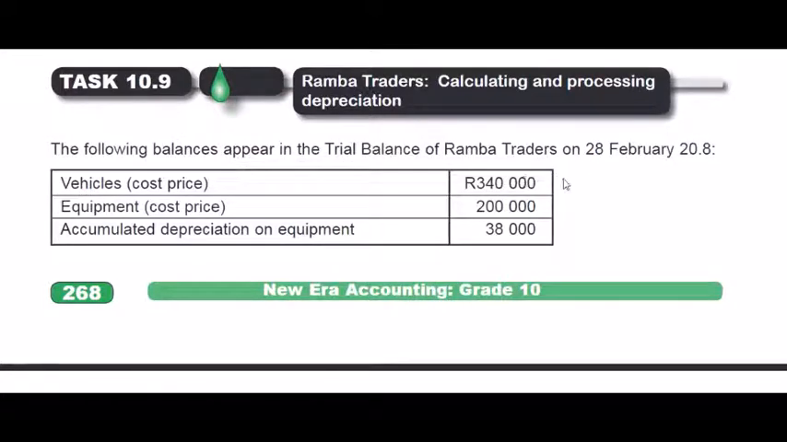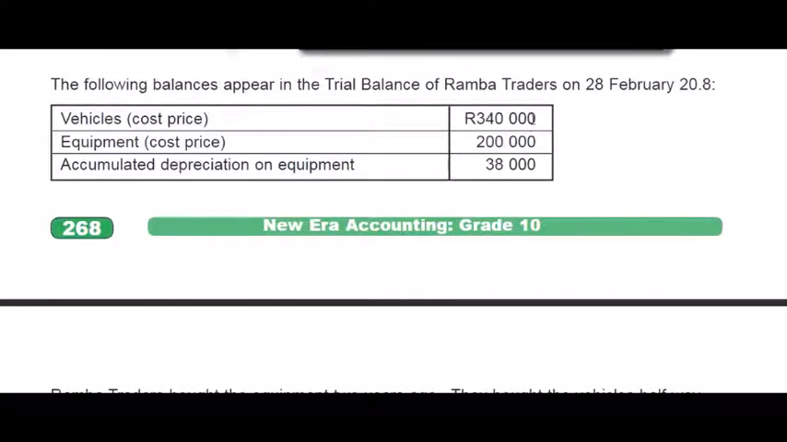We've got vehicles with a cost price of 340,000, equipment with a cost price of 200,000, and we've got accumulated depreciation on equipment of 38,000 Rand. Now this accumulated depreciation is still for the previous years. Remember, we have to do the depreciation adjustment for this year now as a year-end adjustment.